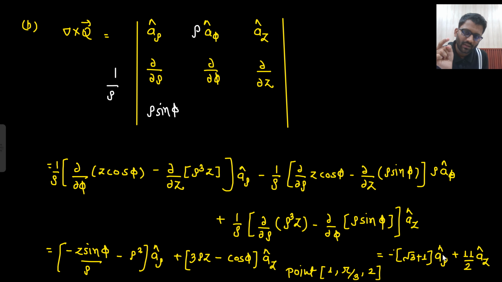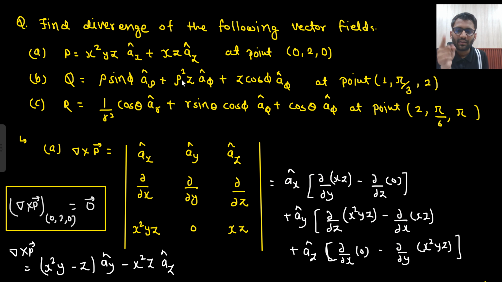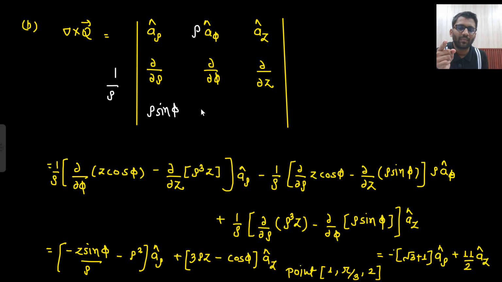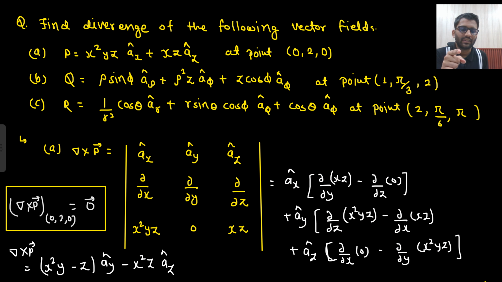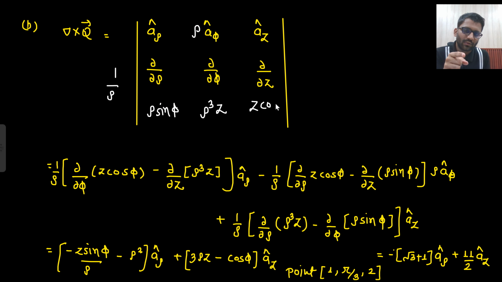Rho sin phi. And in the next term I am going to add rho. So what is that? This is your rho square z. So here what will come? Rho cube z. And z will be written as it is, z cos phi. I will just tell you how I did this calculation.